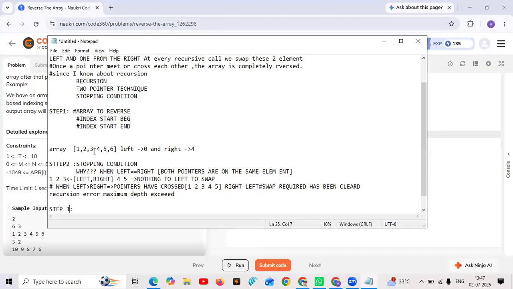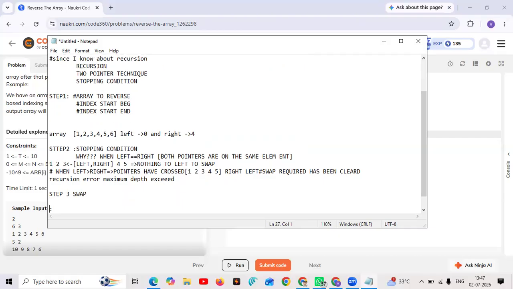So in step 3 of swap, we just have to swap as usual. For example, array of left comma right will be right, array of right comma left. See, normal swapping, you might already know what this is. Array of right comma left.